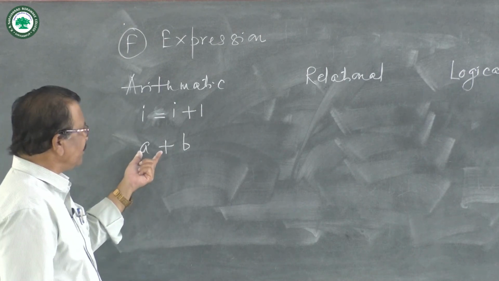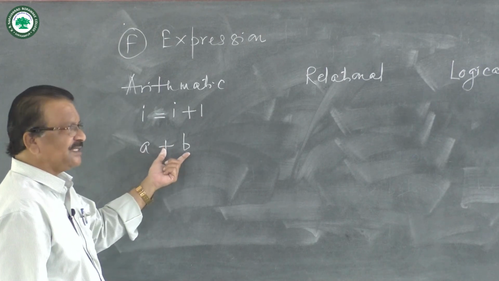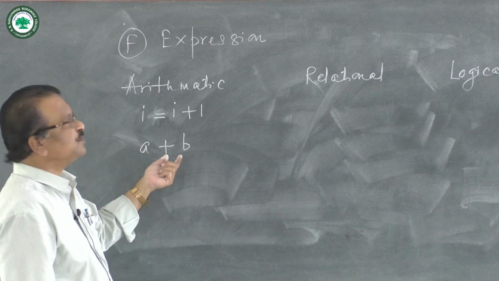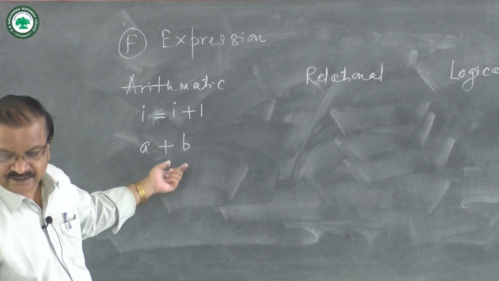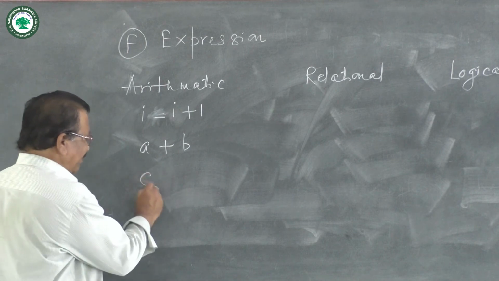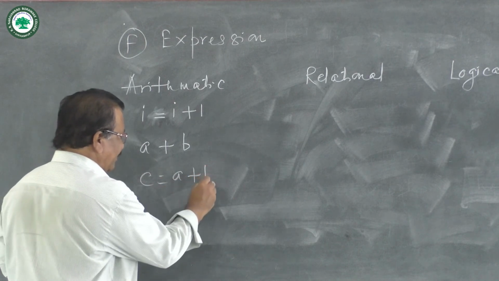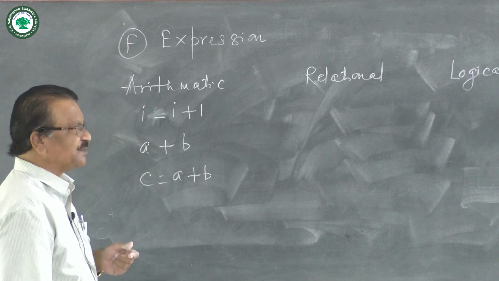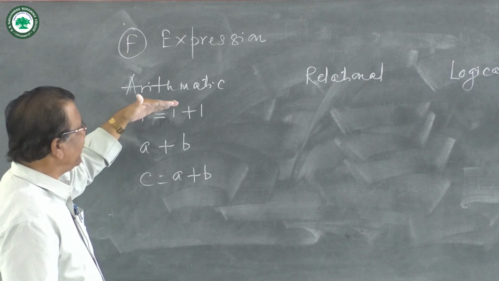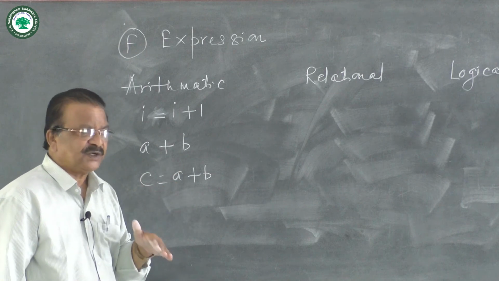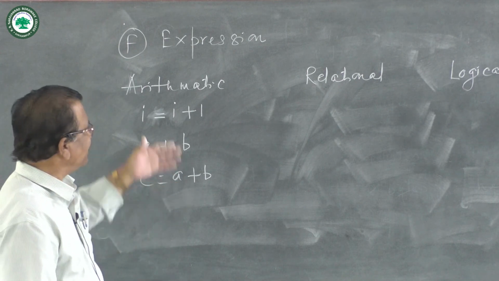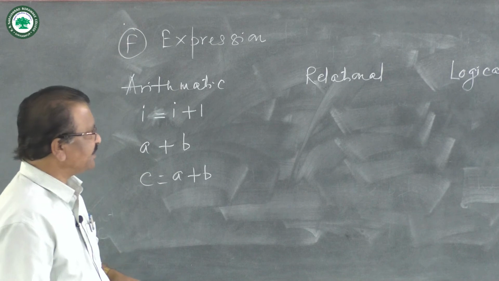Similarly, A plus B. It's a combination of two variables, A as well as B, together with an operator. So this is an arithmetic expression. Then C equal to A plus B. This is also an arithmetic expression. So you can make use of plus, minus, star, divide, and percent operators, which are arithmetic operators. You will have arithmetic expressions.